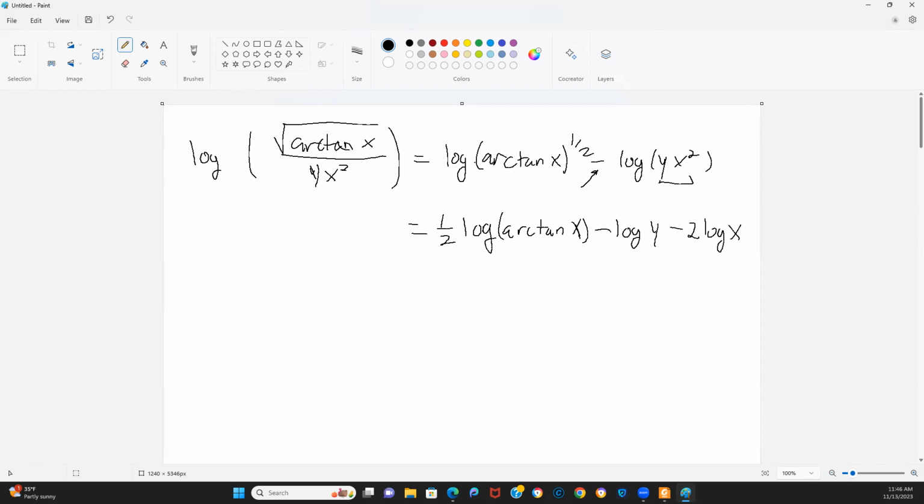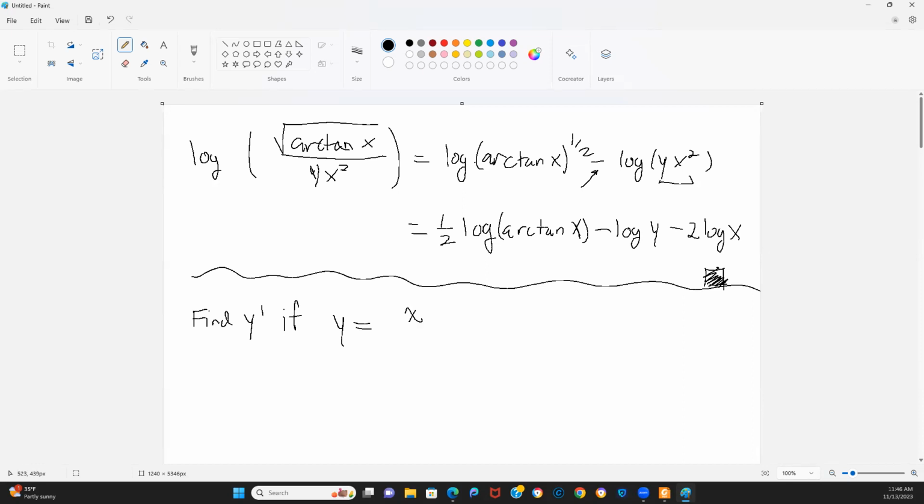So that's that. And then for this last one, we want to find dy dx. So we want to find y prime if y is equal to x times x minus 1 squared over x minus 3 to the fourth.